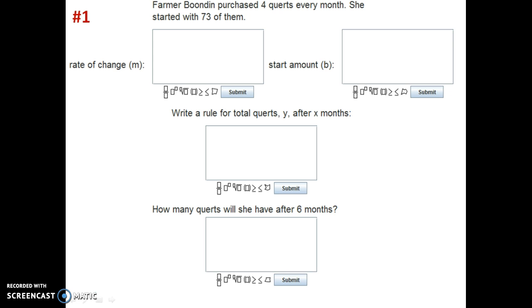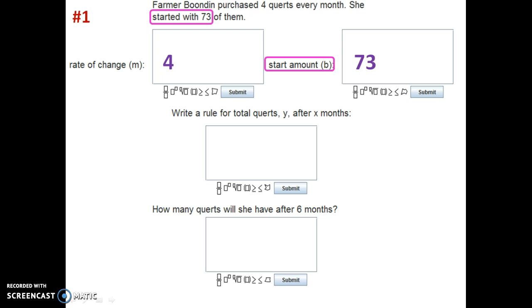Farmer Boondin purchased 4 quarts every month. She started with 73 of them. So our rate of change, okay, this is our m. So our rate of change, notice how we're purchasing 4 quarts every month. So our rate of change is 4. We started with 73. So this number is 73.